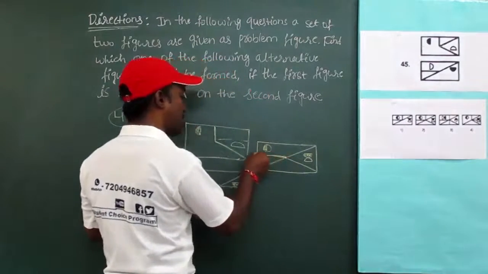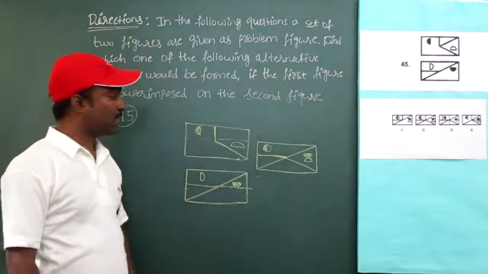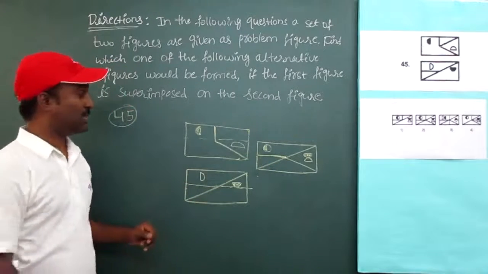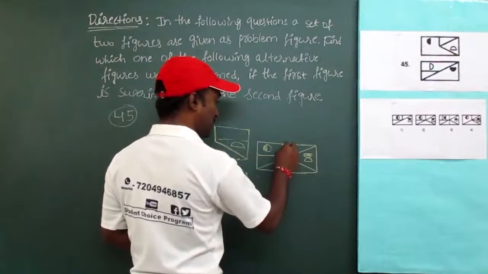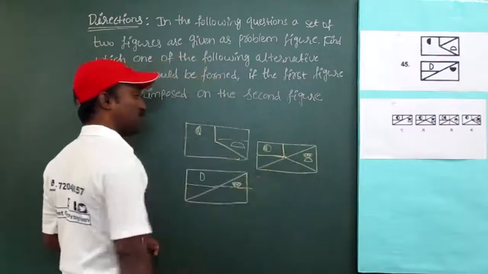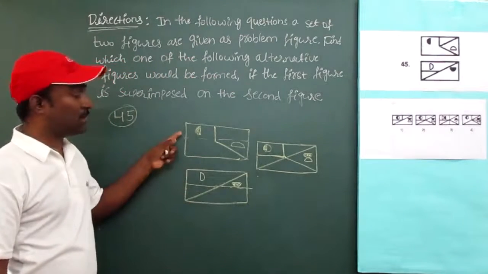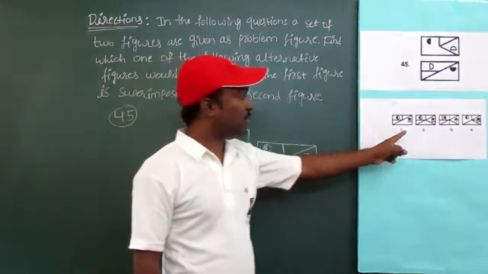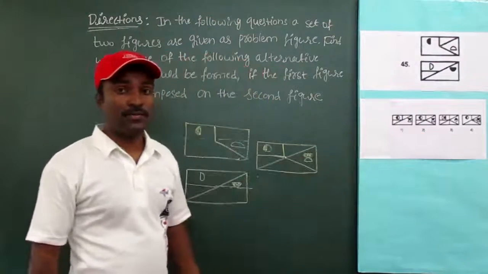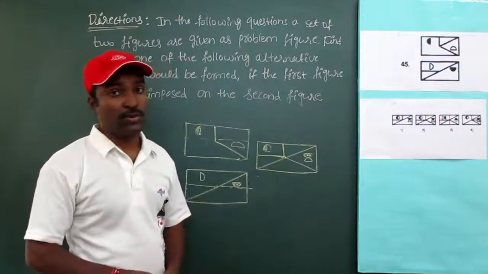So this will be my superimposed figure. I think I missed one line here, so I will draw this line here. So this will be the exact superimposed figure formed by superimposing the second figure on the first figure. Now just compare this figure with the given four alternatives, and whichever option matches with this figure will be our right option.